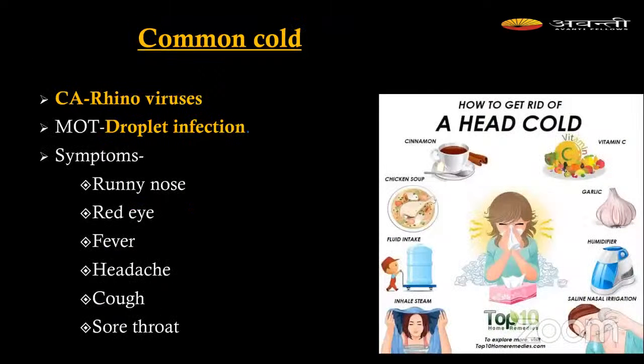Okay. So in the viral diseases, only one disease is given in the syllabus. So that is the common cold. Okay. So we all know, we all experience the common cold, right? But we don't know which is the causative agent. So let us talk about the causative agent. Okay. The causative agent is a rhinovirus. Very, very important. So we know that it spreads through droplet infection, right?